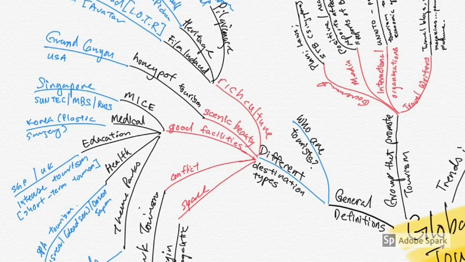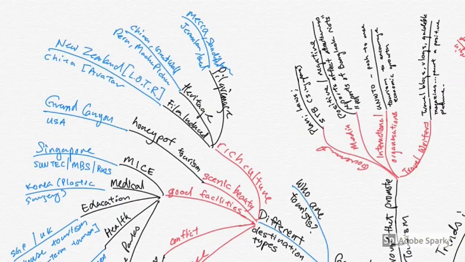types: rich culture, scenic beauty, good facilities, conflict, and space. Okay, ignore space. Space has been taken out of your syllabus. So case examples under rich culture include pilgrimage, where people make the trip to Mecca, to Jerusalem in Israel, or heritage, where people visit places like the Great Wall of China, or they go to Machu Picchu, or film-induced, where they visit the Lord of the Rings film site in New Zealand, or Avatar Mountain in China.